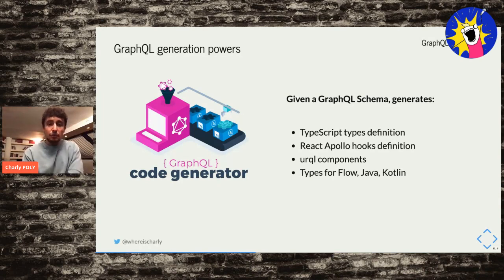So given a GraphQL schema, it's going to provide a set of tools to generate all the TypeScript types for you, but also generate code, which is super impressive, because you can generate the React Apollo hooks for you and the associated types. This spares you all the boilerplate that you have to write all the time, which is quite repetitive. And it works also for other libraries, not only Apollo, like URQL, and for other types like Flow, Java, Kotlin.